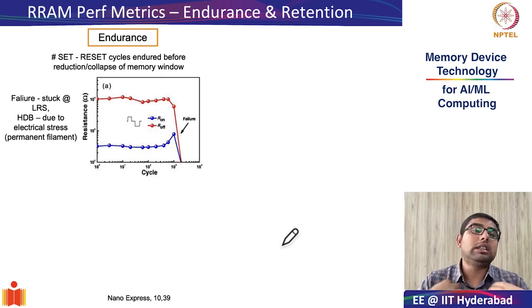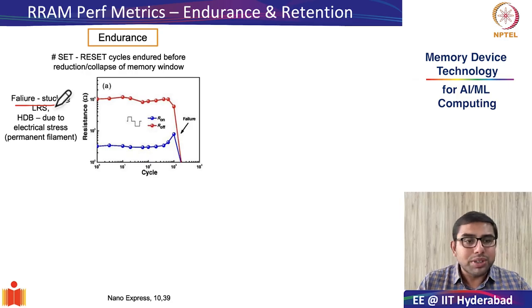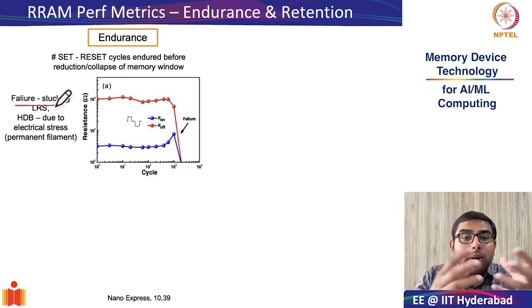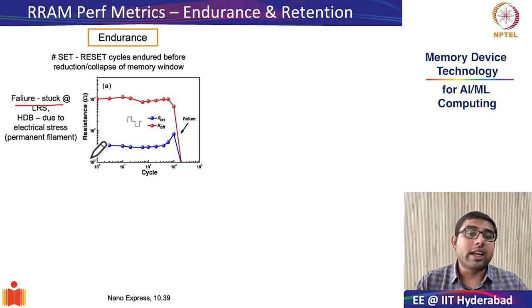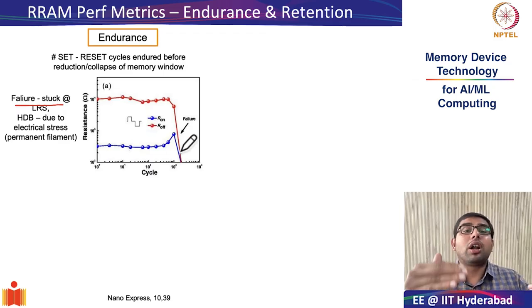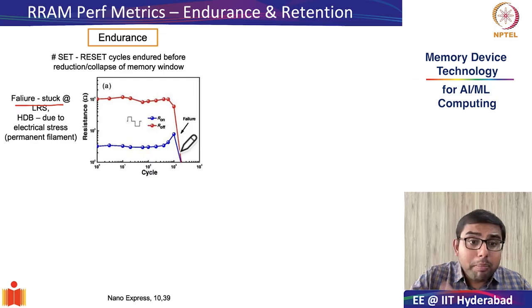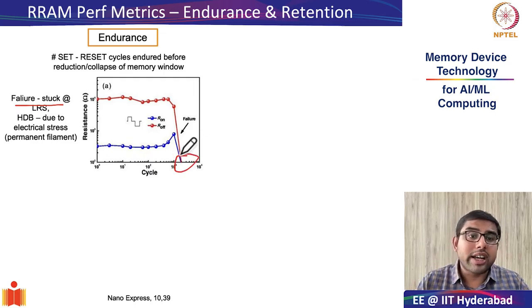So from my own experience of measuring a lot of RRAM devices, I have seen that the most common failure in endurance comes when the device permanently goes to the low resistance state. In fact, the device goes to a state or a resistance value which is even much lower than the LRS state, as you can see in this particular graph. The LRS state is over here, but when the failure occurs, the device goes to a much smaller resistance state.